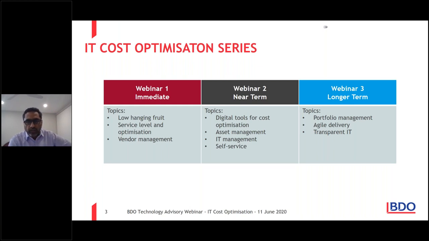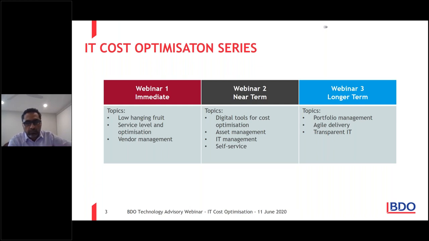So they are fairly quick. They will deliver immediate optimization. But then there are some others which take a little bit more effort, and they take a bit more time to deliver for the business. So those are the ones that we have actually put under webinar 2 and 3.